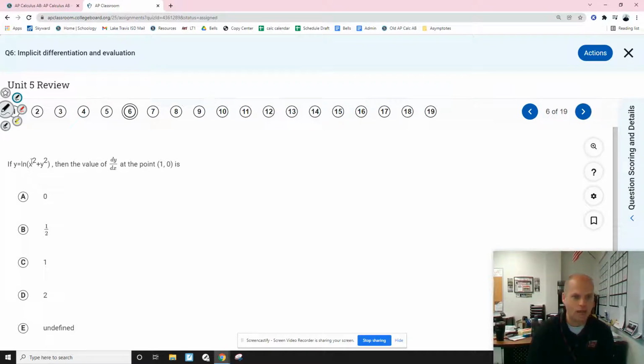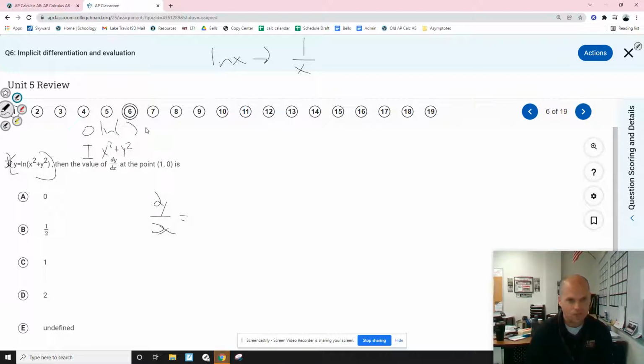Hey, look at that. Log of x squared plus y squared. This is a good one that you need to practice. Derivative of y, dy dx. The derivative of log of x squared plus y squared. You guys remember what the derivative of log x is? Yeah, 1 over x. Great. For log of x squared plus y squared, I would need to do the outside and the inside. Log, parentheses, x squared plus y squared. The derivative of log parentheses is 1 over parentheses.